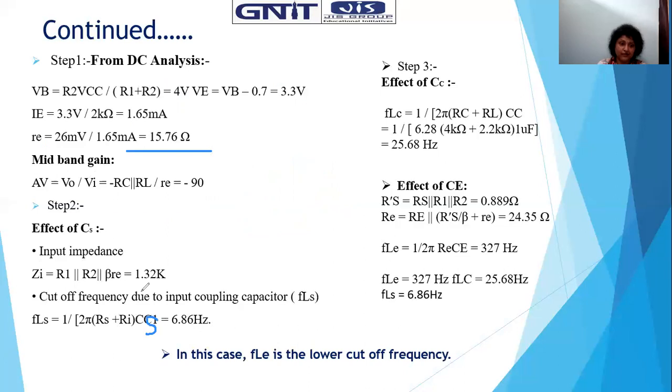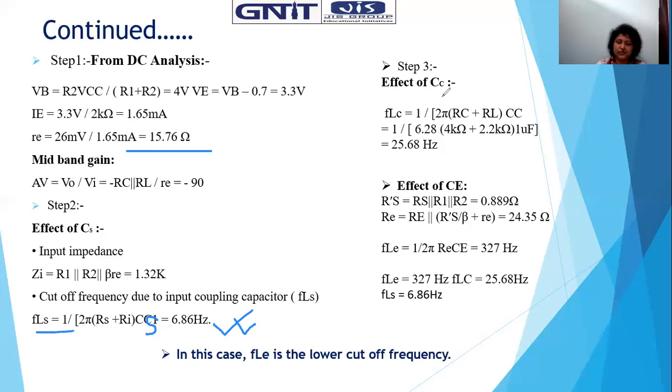So put 1 plus 1.32 kilo ohm, then 2 pi multiplied into CS value, 1 divided by that. We are getting the lower cutoff frequency with respect to CS, and that is 6.86 Hz. We are getting only Hz, that is 6.86 Hz, with respect to CS, if we analyze.